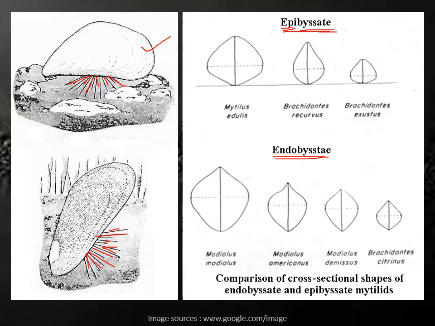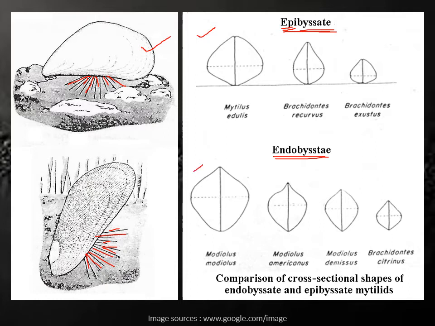Endo comes from infaunal character. That means it lives within the substrate, inside the sediment cover, in the underground, and it is basally attached. So these are two phylogenetically related bivalve groups living in two different ecological conditions, and you can see that their shapes are also changed.